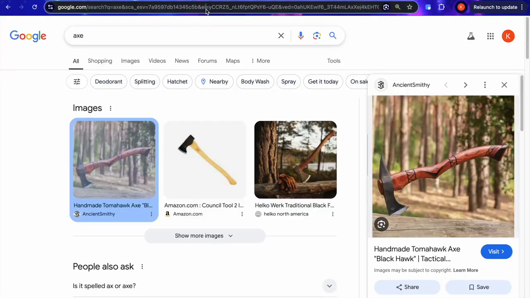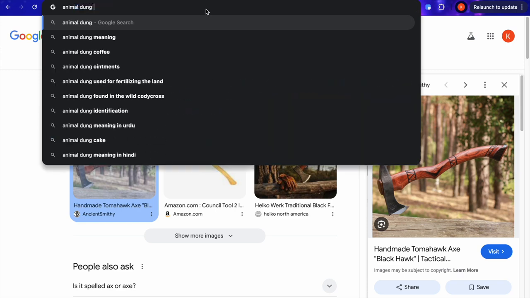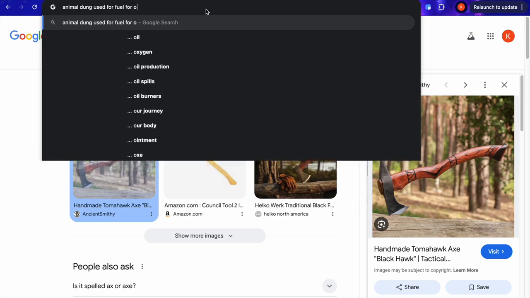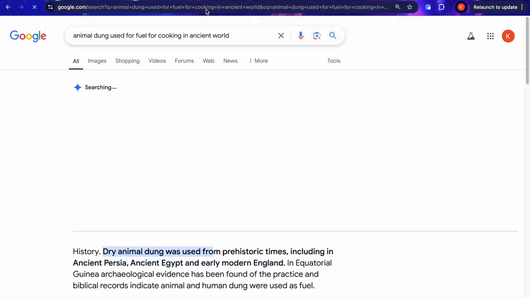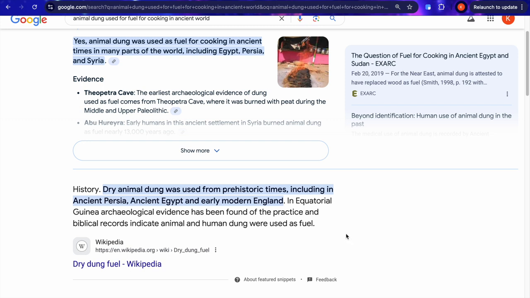Let me actually see if I can find some. That's in one of the Manners and Customs books. It goes into that. Let me see. Animal dung used, yes, for fertilizer, but also for fuel. Cooking in the ancient world. Yeah, it says here, dry animal dung.